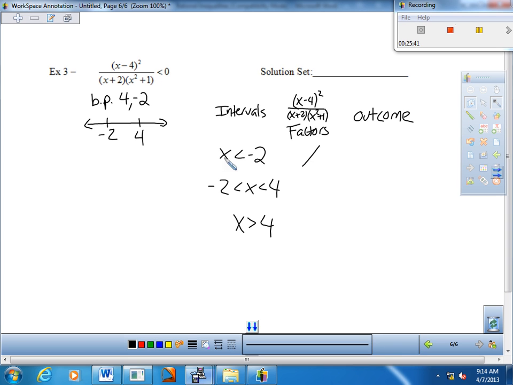So in this case, I'm going to put in negative 3, just something less than negative 2. Negative 3 minus 4 is negative 7, but when I square negative 7, what type of answer am I going to get in the numerator? Well, squaring that negative produces a positive. And as a matter of fact, think about this. No matter what, as we work our way through, what's going to happen to that numerator? Should be positive.